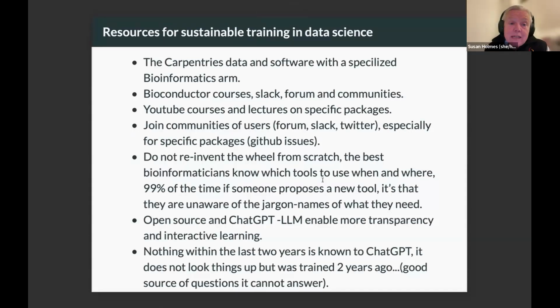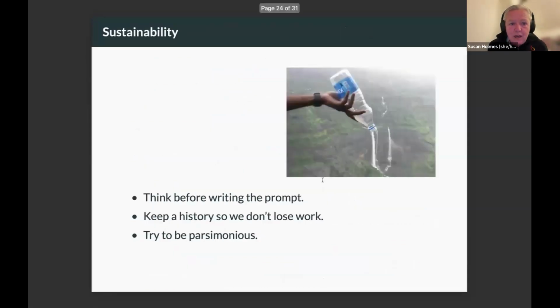And so I want to say that the resources for this training, we have lessons with the Carpentries, with specialized bioinformatics or Bioconductor courses, and you can join communities. You don't have to invent everything from scratch, but it's true that open source and ChatGPT and large language models enable more transparency. And we've only been using it hardly 2 years.